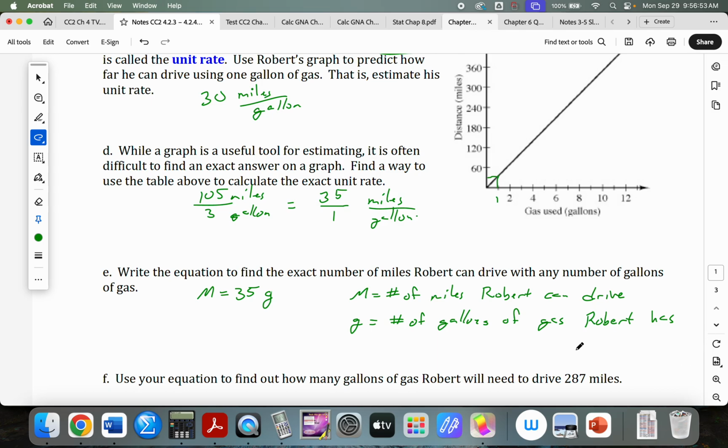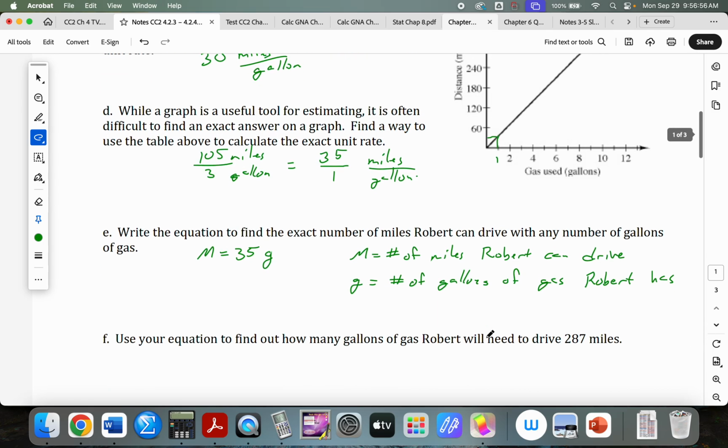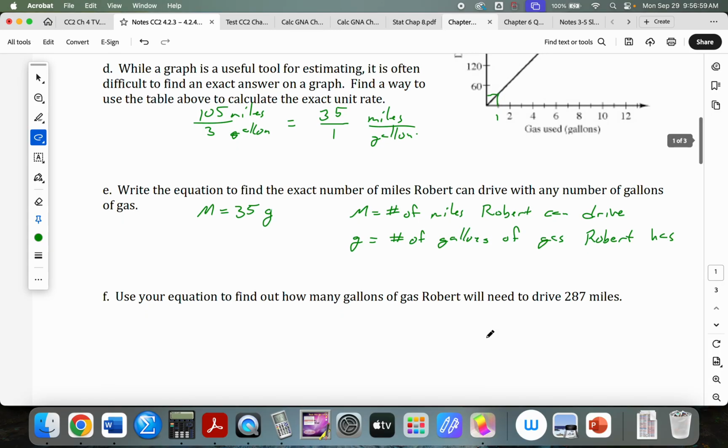All right, so let's use our equation to find out how many gallons of gas Robert will need to drive 287 miles. Okay, so 287 miles is 35 times the number of gallons. What do we need to do to solve that? What should we do, Warren? Division. Yeah, we're going to divide. How many times does 35 go into 287? It's not going to go evenly, that's for certain. Let's see, 70, 140, so is that 8?